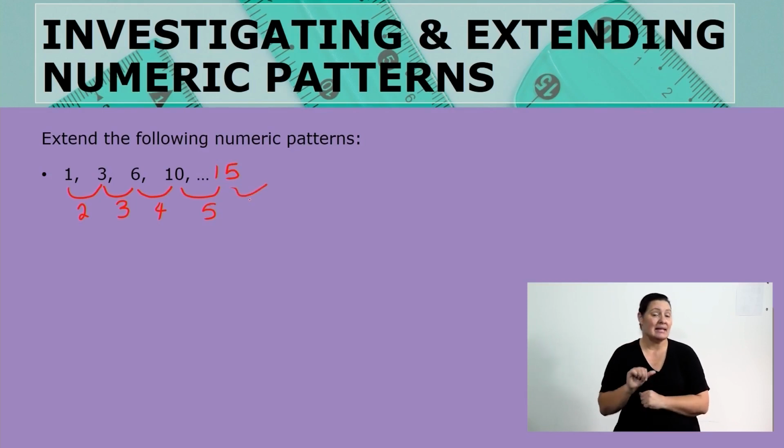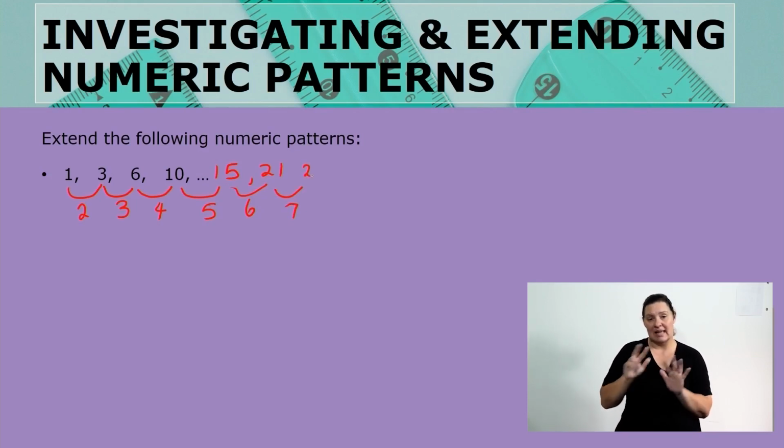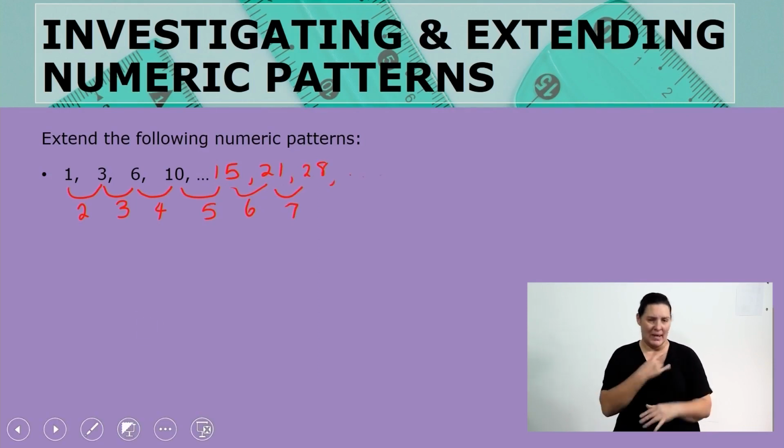When we add the next one, which is now going to be a plus 6, we are going to get an answer of 21. And when we add the next one, which is a plus 7, we are going to get an answer of 28. So that pattern, again, can continue whichever way you like.